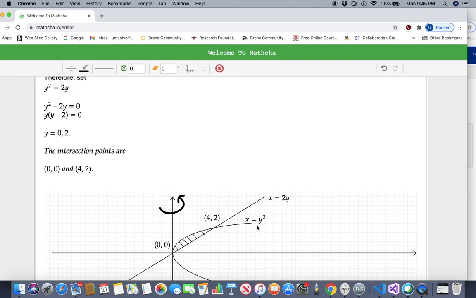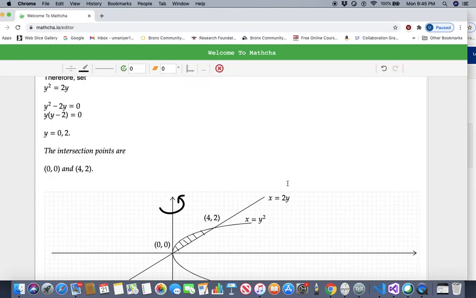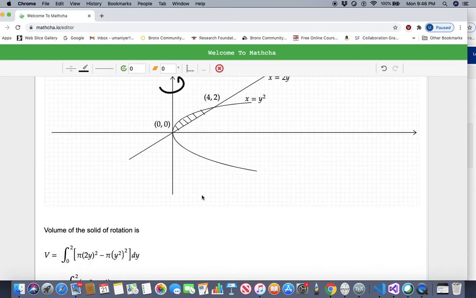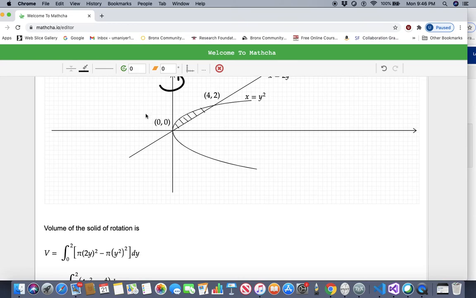Now you want to take this region between x equals y squared and x equals 2y, right? This is a line, that's the parabola. You want to take this region and rotate it about the y-axis. Is it about the y-axis? Yes, it is about the y-axis. So if you notice, I'm going to have horizontal cross-sections, outer radius given by 2y, inner radius given by y squared. And because these are horizontal cross sections, my y value goes from 0 until the maximum height of 2.